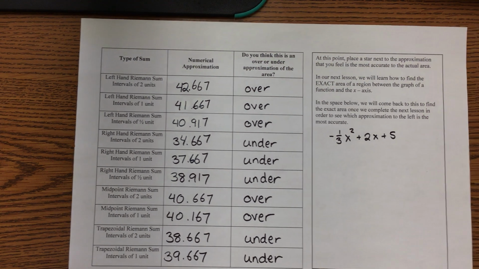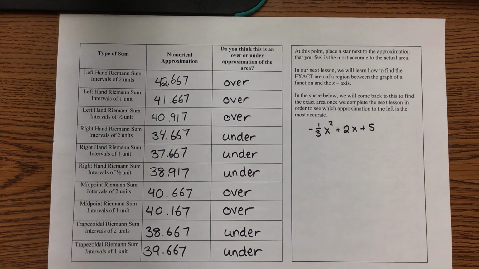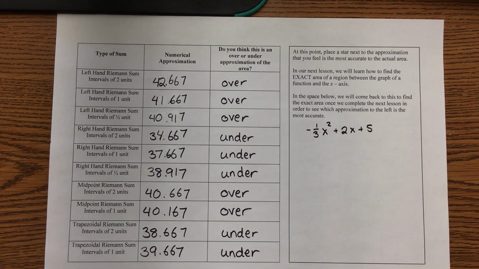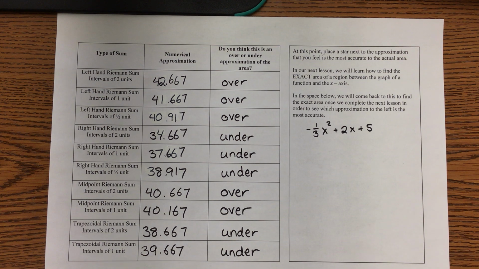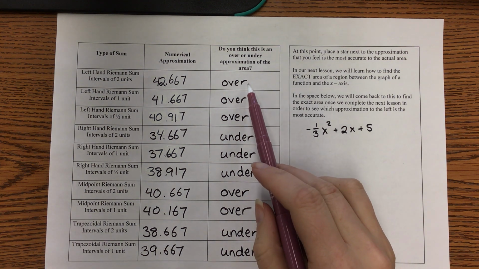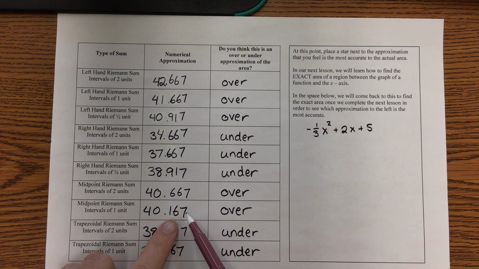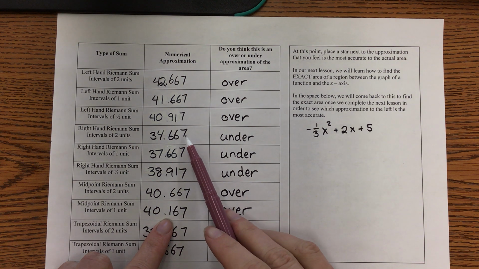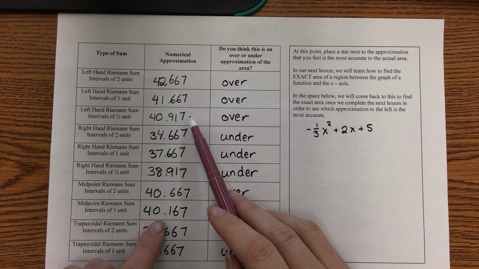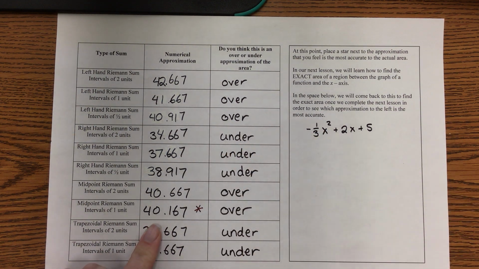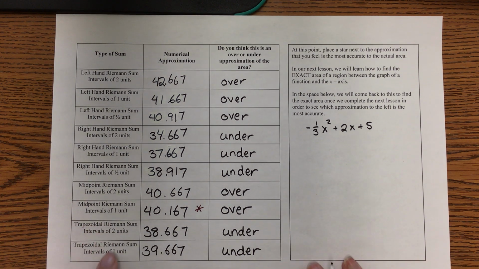All right, let's go ahead and keep going. At this point, place a star next to the approximation that you feel is the most accurate to the actual area. So we want the smallest number from all of the over estimates, and I think that's this one. 40.167 is less than this one. Oh, that's under. I got so excited there for a second. Over. Yep, this is the smallest, because both of those trapezoids were under.